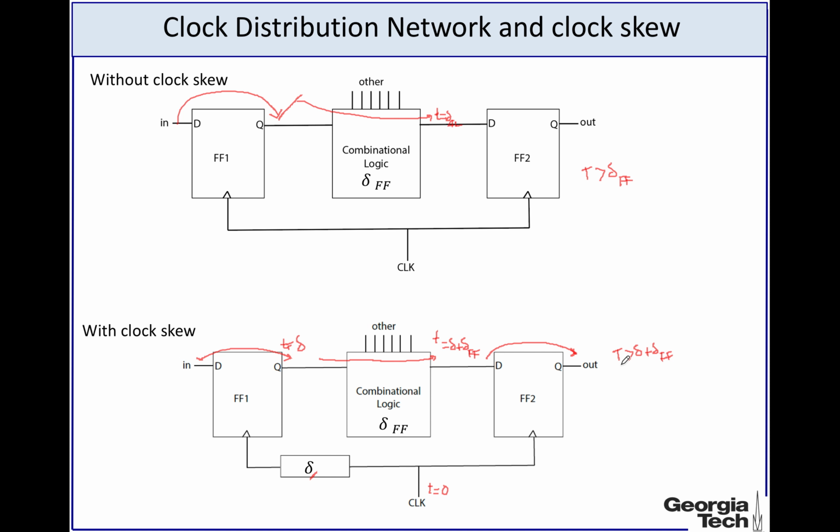So what this clock skew does is that it actually increases the required clock period by an amount of the clock skew. As a result, if this skew is large, that means the clock period has to be large as well. If the clock skew is very large, comparable to the clock period, then there will be a lot of timing violations that will happen.